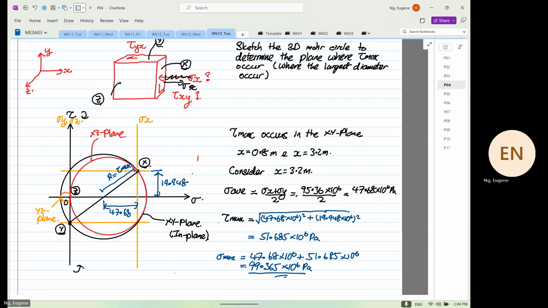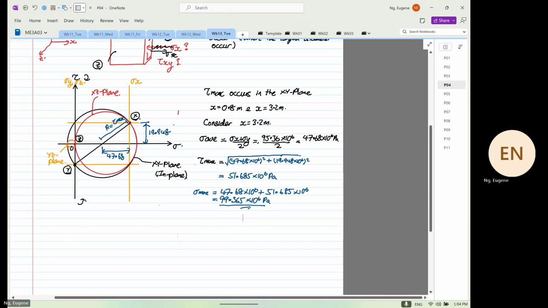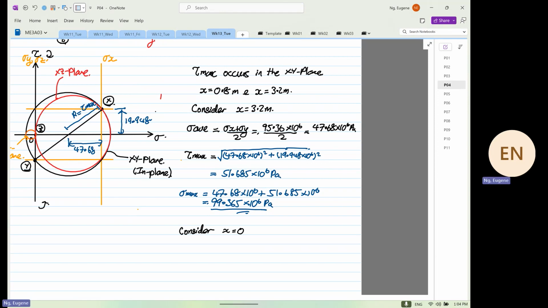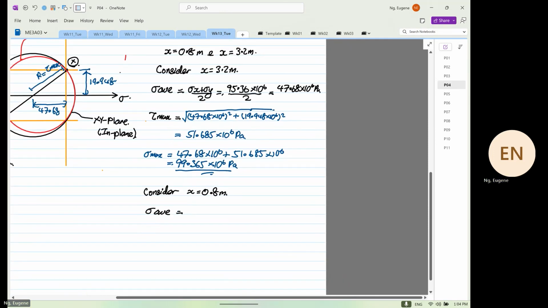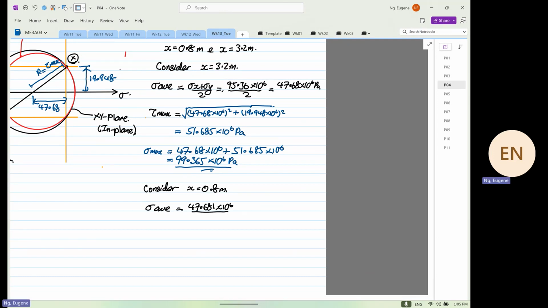Okay. And then finally, we're going to consider x is equal to 0.8 meters. So the stress average will be equal to what? When x is 47.681 divided by 2 plus 0, because one of the directions is equal to 0. 47.681 power 6 divided by 2 is equal to 23.841.